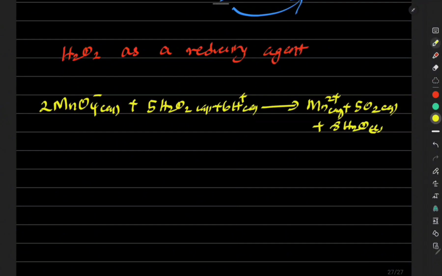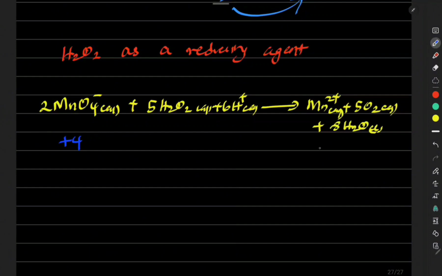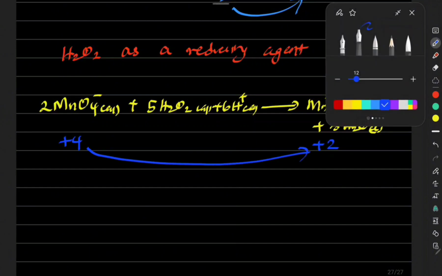Here the manganese in MnO4- is +7 and is converted to +2. This is a reduction reaction. There is another reaction. Let's look at it.